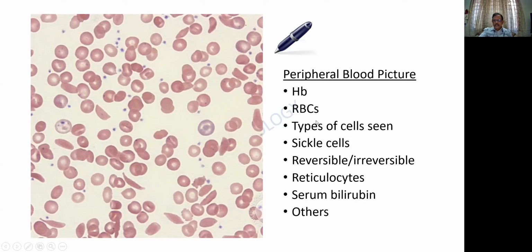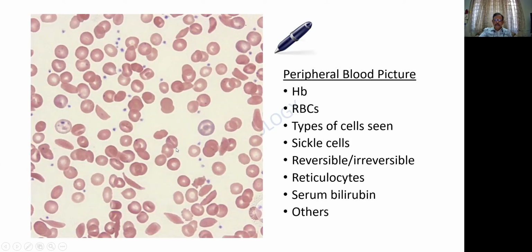So, what types of cells are we seeing? RBCs are normocytic, normochromic. There can be sickle cells. What is reversible sickling? Irreversible sickling. The presence of reticulocytes. Serum bilirubin is increased because it is a hemolytic anemia. And any other finding you will have to mention.